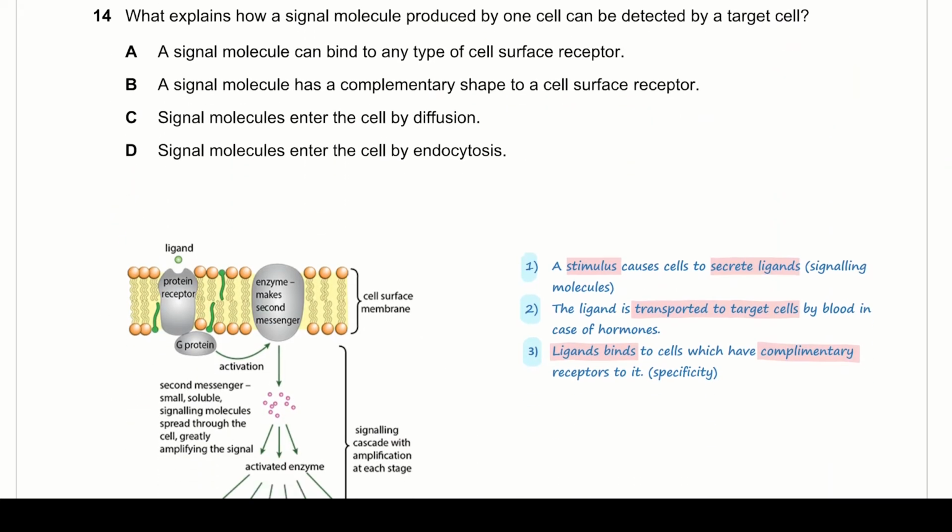14. What explains how a signal molecule produced by one cell can be detected by a target cell?